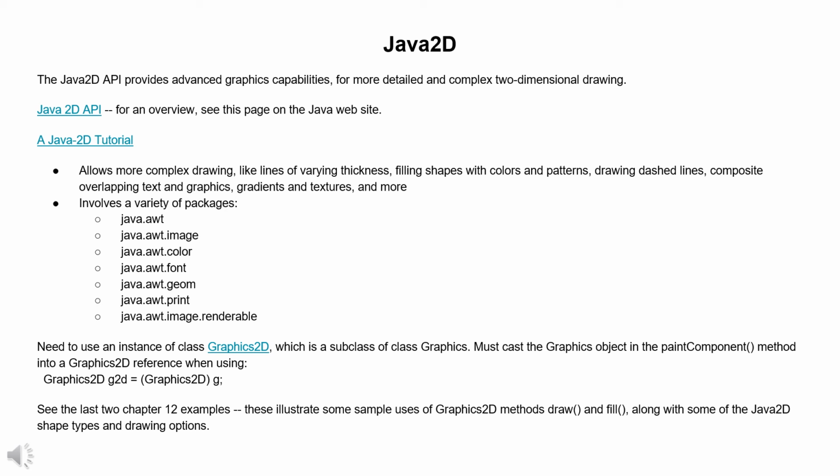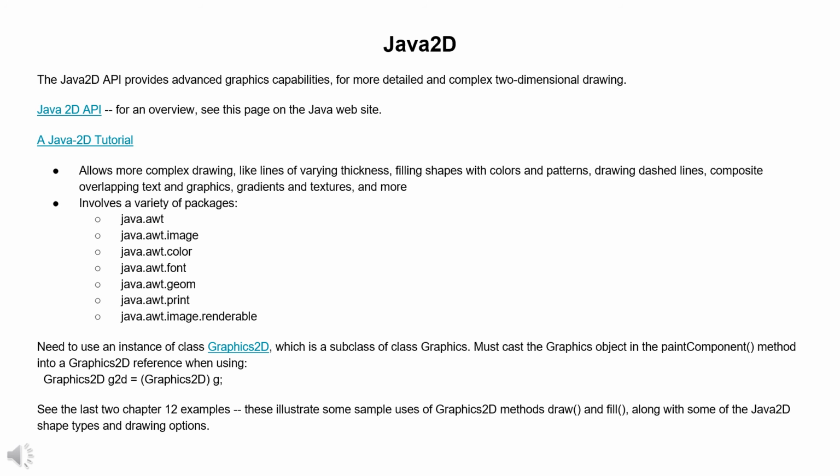It also involves a variety of packages: java.awt, java.awt.image, java.awt.color, and so on. It needs to use an instance of class Graphics2D, which is a subclass of class Graphics. You must cast the Graphics object in the paintComponent method into a Graphics2D reference when using it. So as you see, Graphics2D g2d = (Graphics2D) g.